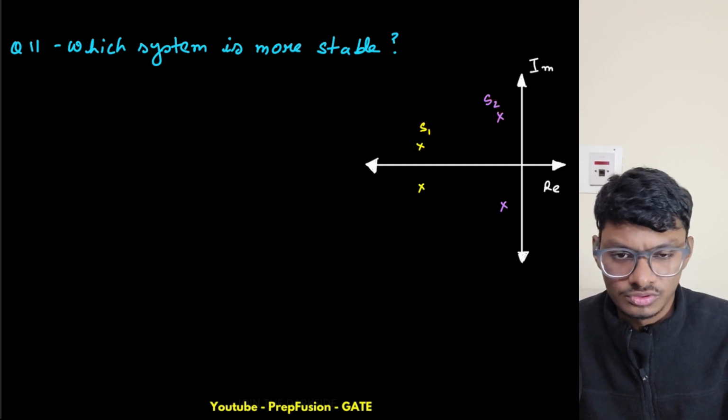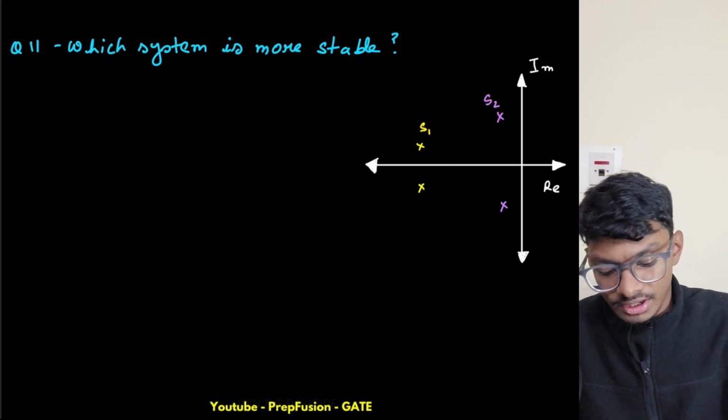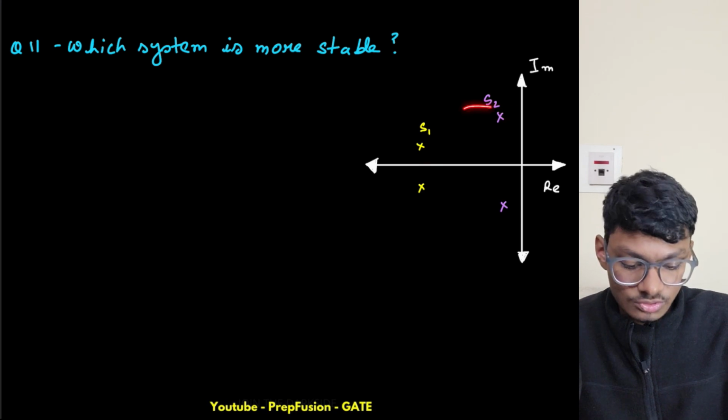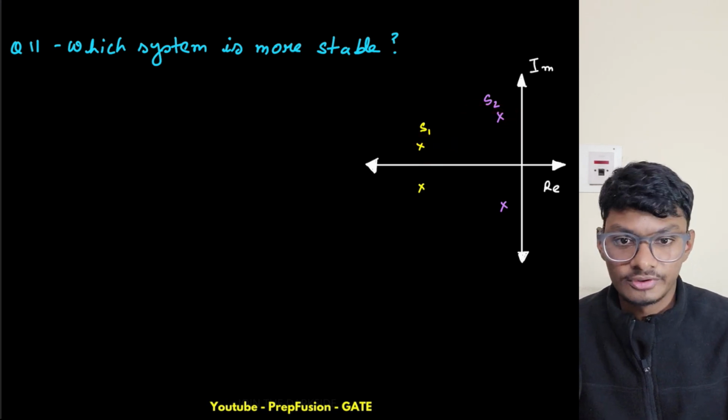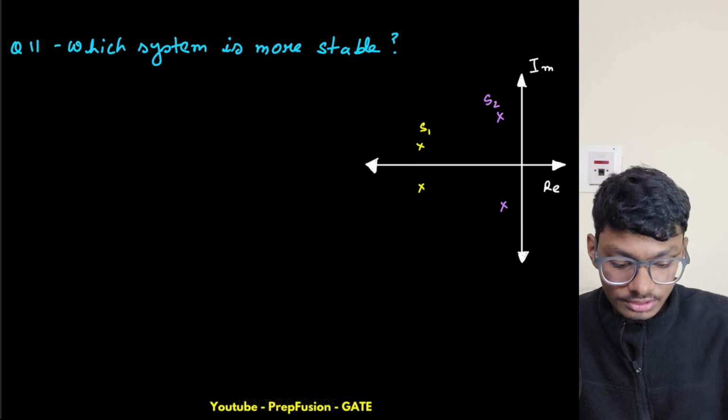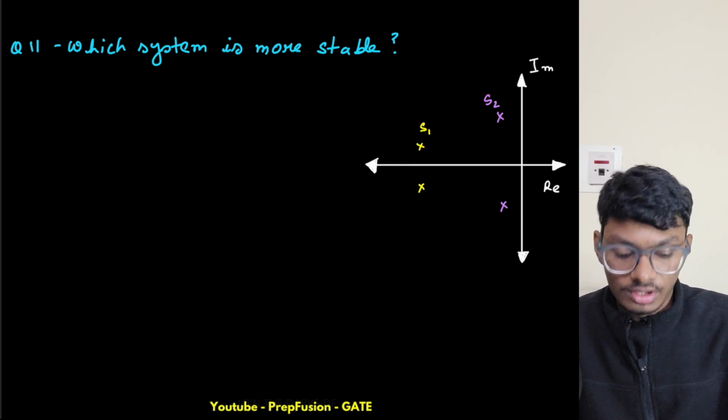There isn't anything like more stable. Both are stable, okay? Or you might say S1 is more stable than S2, or you might say S2 is more stable than S1. Whichever answer you tell, you have to justify yourself. Why are you telling that S2 is more stable than S1, or why are you telling S1 is more stable than S2?